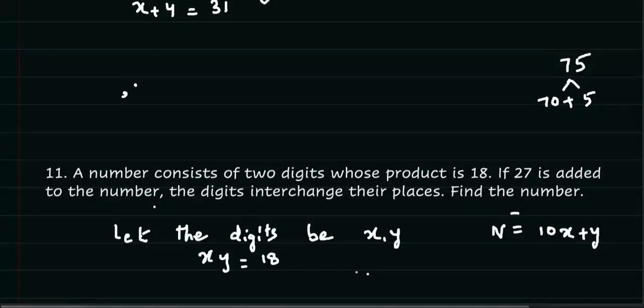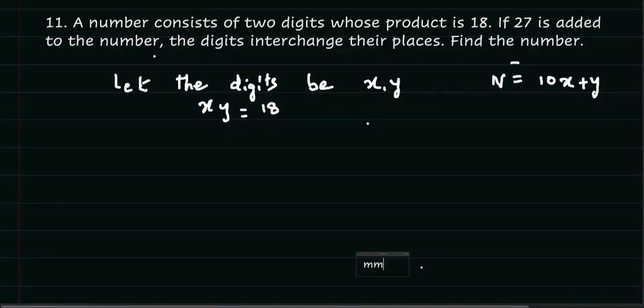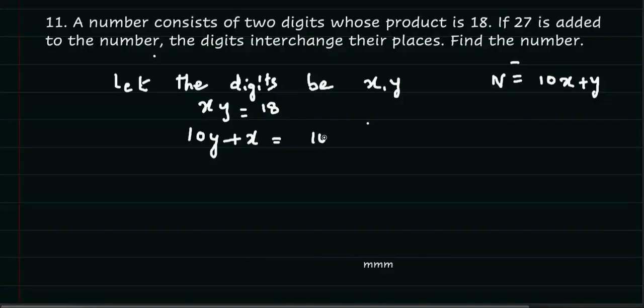Now what happens here? xy equal to 18 is our original number. What happens if you are interchanging the digits? This becomes, y comes in the tens place and x comes in the units place, but we have to add 27 to it, then only this becomes correct. The original number should have 27 added, then only we can interchange the digits.